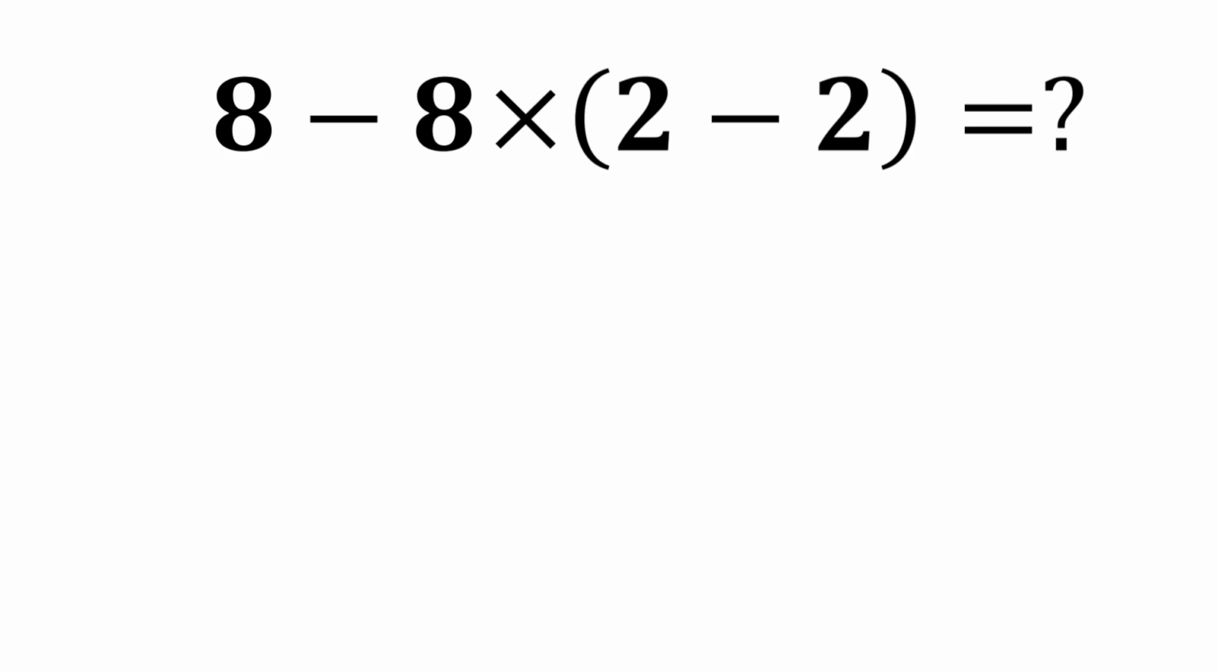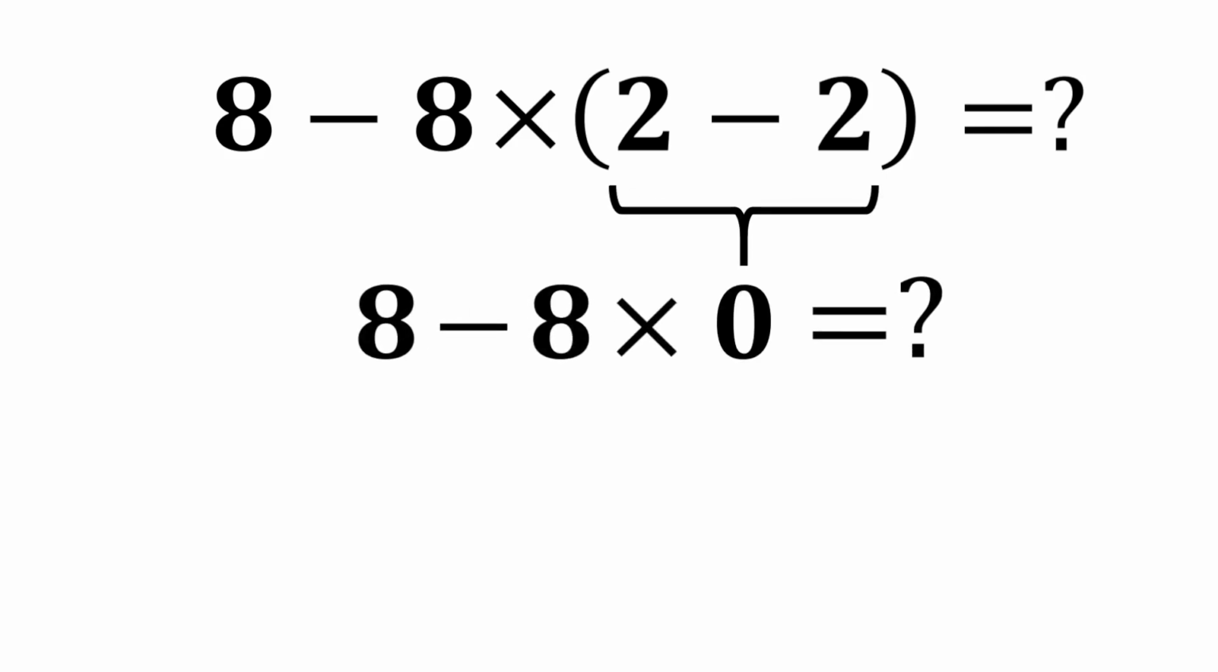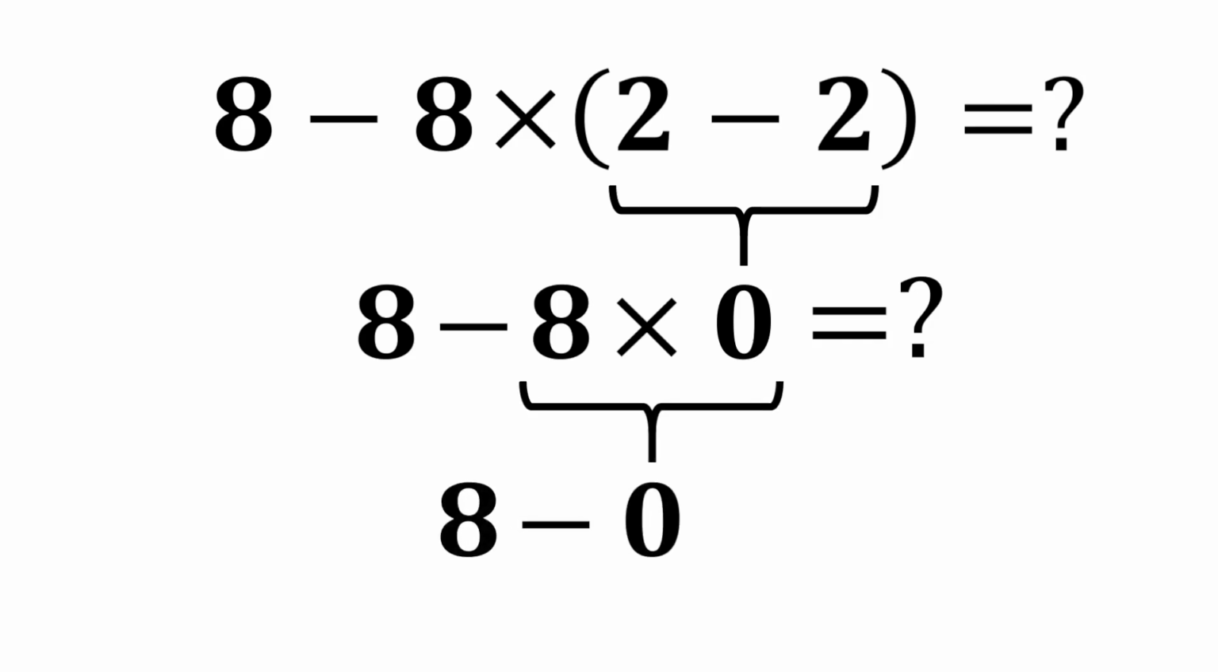According to PEMDAS, we must first solve the operation inside the parentheses. 2 minus 2 equals 0. So, the expression becomes 8 minus 8 multiplied by 0. Now, we have a subtraction and a multiplication. According to PEMDAS, multiplication has a higher priority than subtraction. So, we perform the multiplication first. 8 times 0 equals 0. Finally, 8 minus 0 equals 8, which is our correct answer.